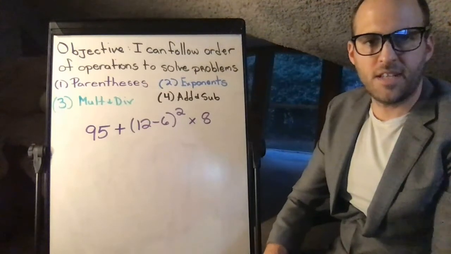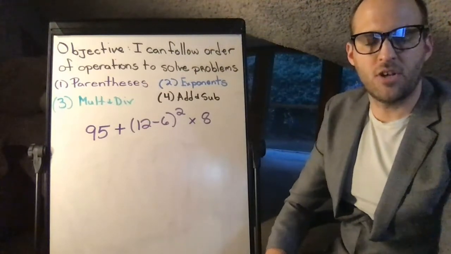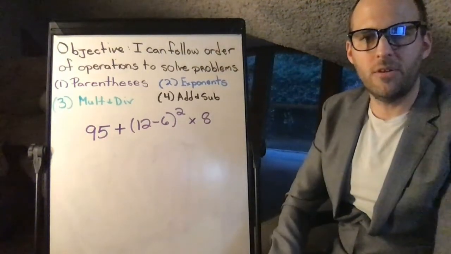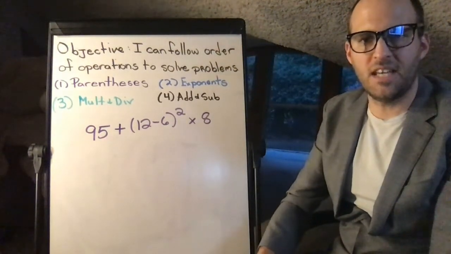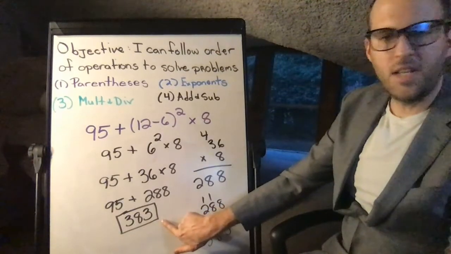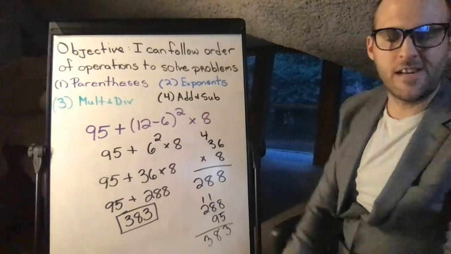All right, friends, let's step it up to a major league operational problem here. Use your order of operations, read the problem, do everything correctly, and let's see if you hit a home run on this problem. All right, friends, our answer to this problem was 383.